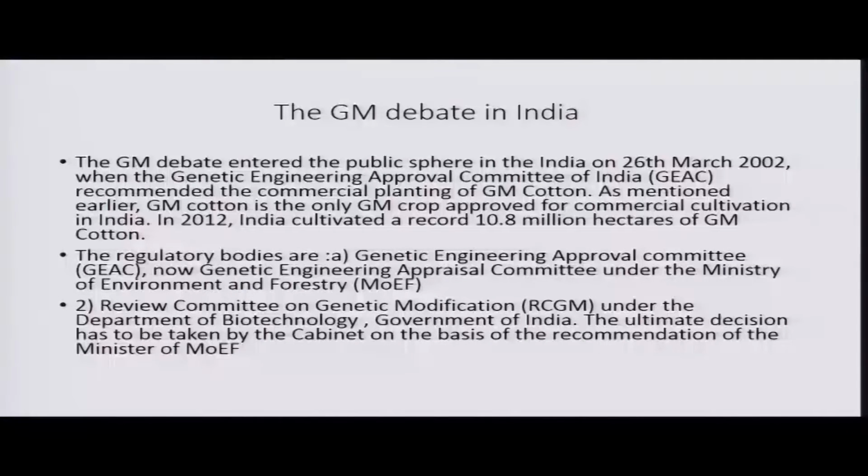In our country, we have the following regulatory bodies. One, Genetic Engineering Approval Committee under the Ministry of Environment and Forests. Right now it's called Genetic Engineering Appraisal Committee. It was renamed recently. Then the Review Committee on Genetic Modification, RCGM, under the Department of Biotechnology, Government of India. The ultimate decision has to be taken by the Cabinet on the basis of recommendations of the Minister of Environment and Forests, whether or not the country should allow the cultivation of genetically modified food crops.